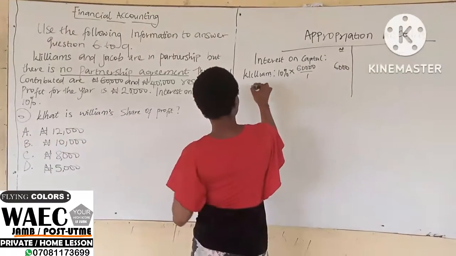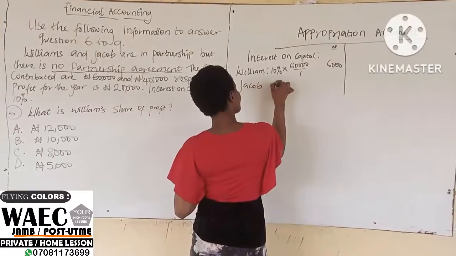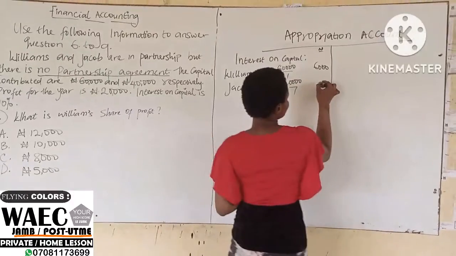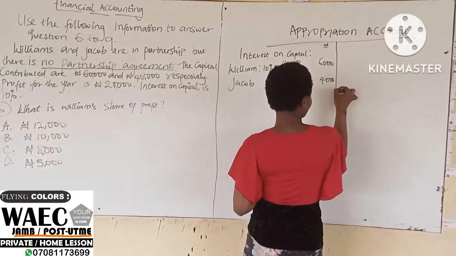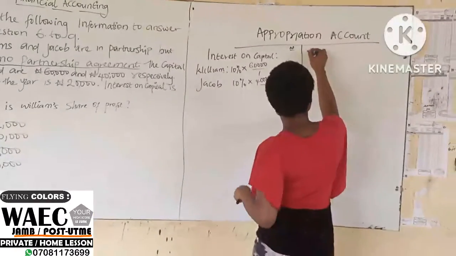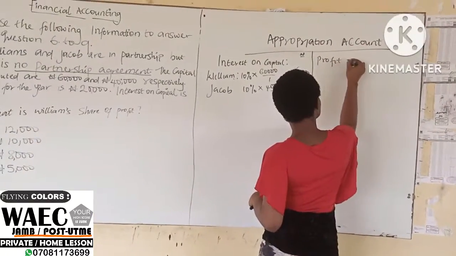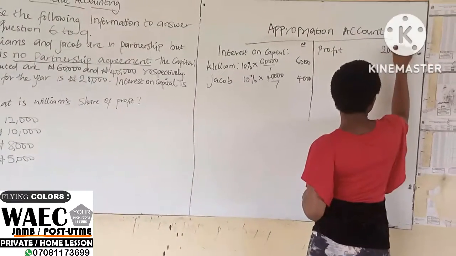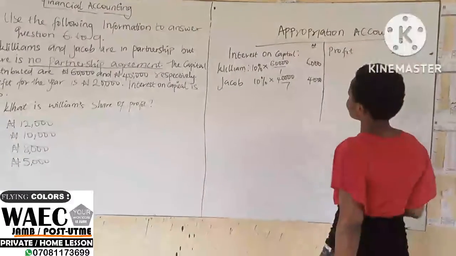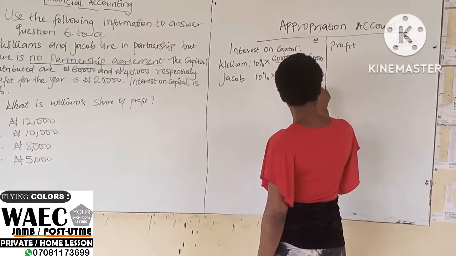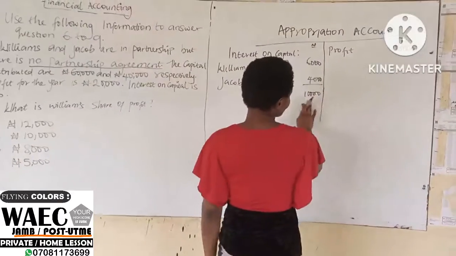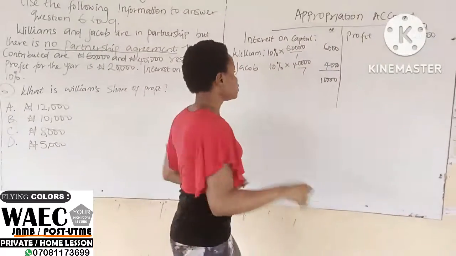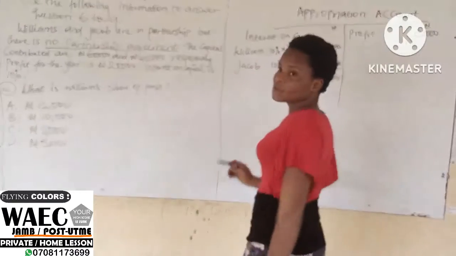Then for Jacob, 10% of 40,000, which will give you 4,000. Then the profits, we go over to the credit side. Profits, which is 20,000. So therefore, the total here is 10,000 when you minus the profits from the total of the interest on capital.